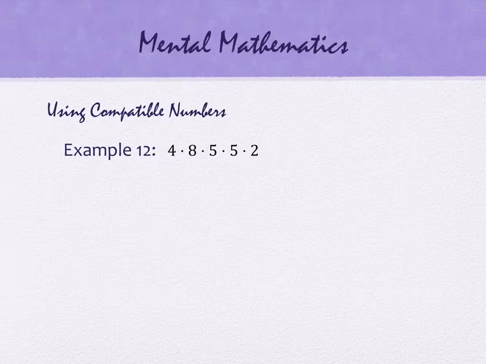We could multiply the 4 times the 5, we could multiply the 8 times the 5, we can multiply the 2 times 5. It doesn't matter. You just have to pick. So I already picked these two just a moment ago, so I'm going to continue to pick them. So 4 times 5 would give me 20, right?